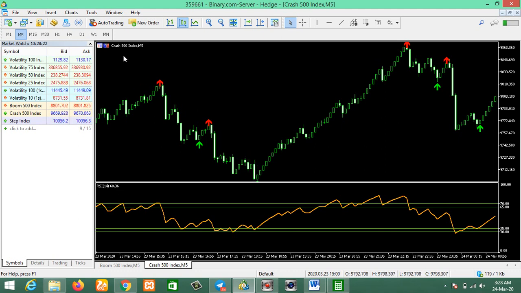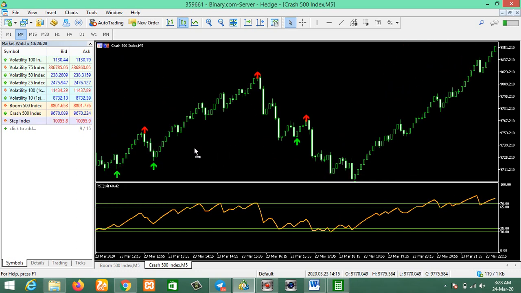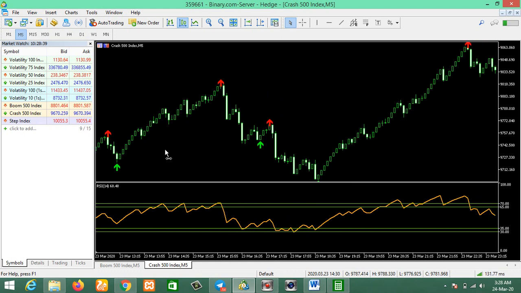But this is Crash 500. We are only interested in the uptrend, so we are using the green alone. So what time do we enter? We enter the market around the range of 35, 30, 35. Make sure that it's no more than 40, at most 40.